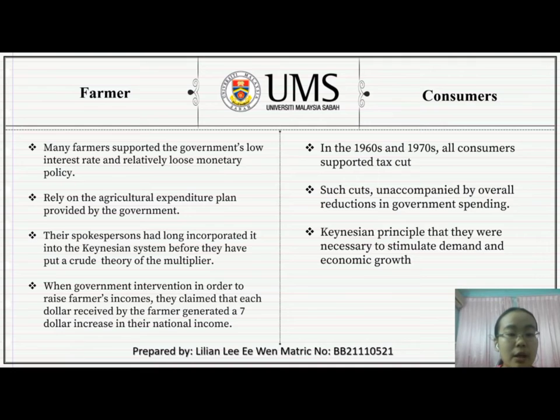For farmers, many often supported the government's low interest rate and relatively loose monetary policy. Farmers rely on the agricultural expenditure plans provided by the government. Their spokespersons have long incorporated it into the Keynesian system, even before the theory of the multiplier was proved. When the government intervenes to raise farmers' income, they claim that each dollar received by the farmer generated a $7 increase in national income.